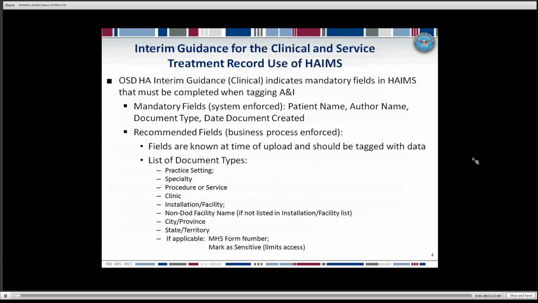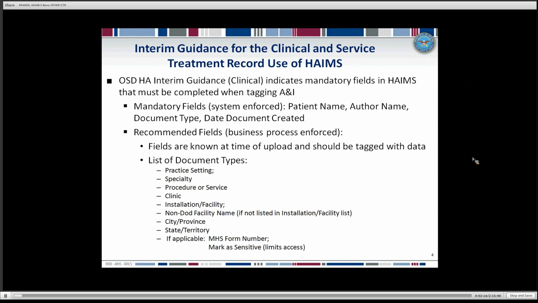This slide talks about the mandatory fields that are required when you do upload the service treatment record into the HAIMS application. There are 4 required fields. We call these metadata fields. The first is the patient's name. Then you'll need the author's name, the author of the actual document that you are going to upload into HAIMS, the document type, and the date the document was created or the date of the visit.